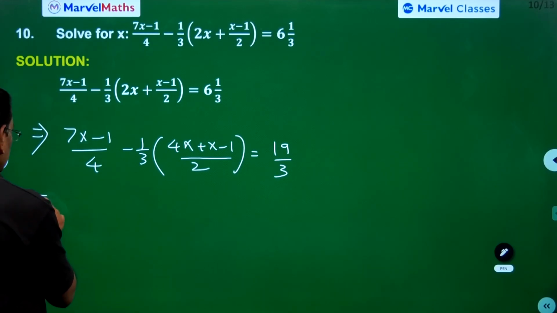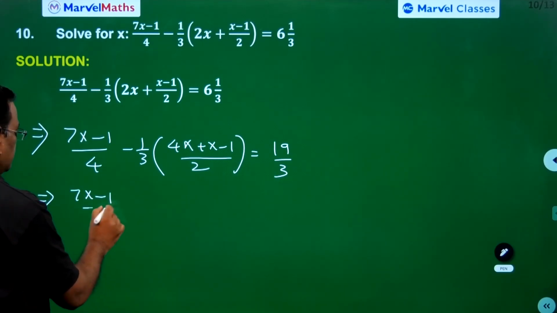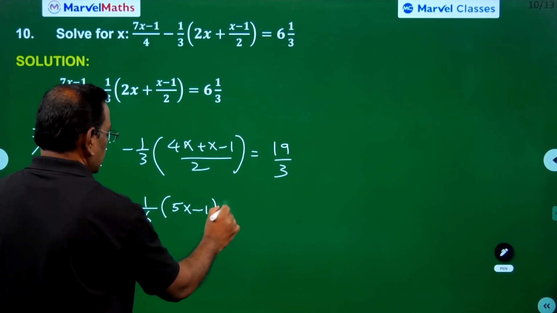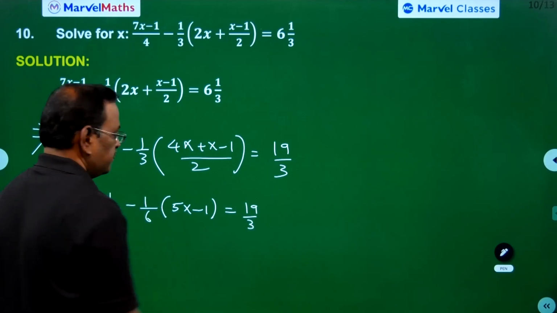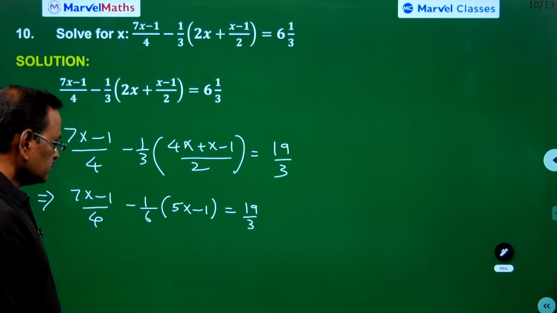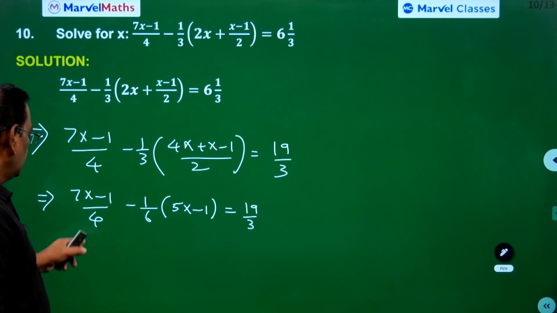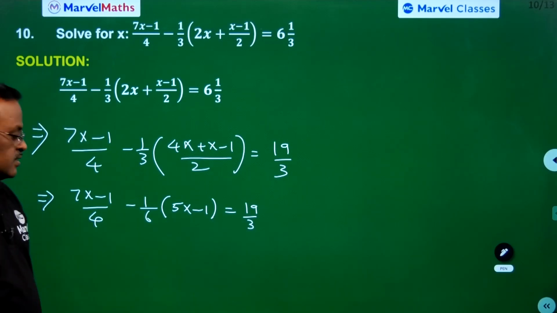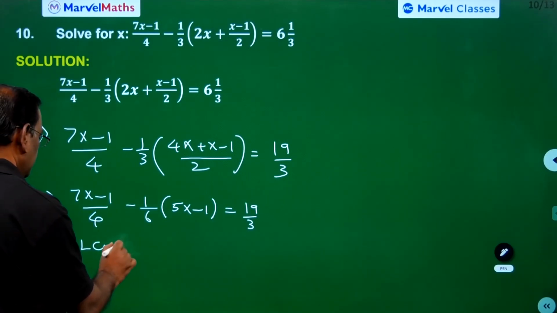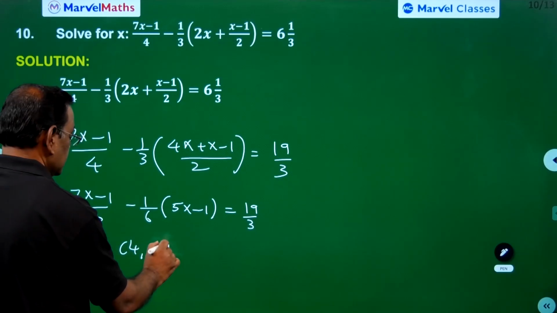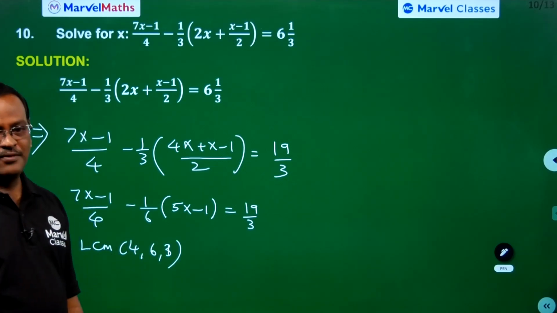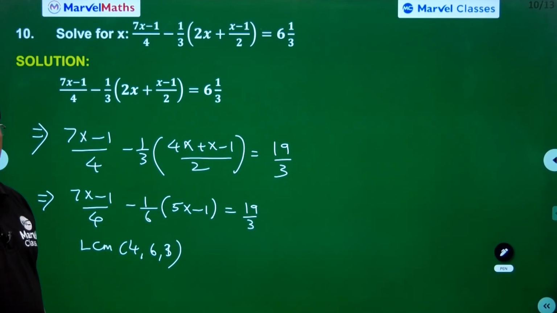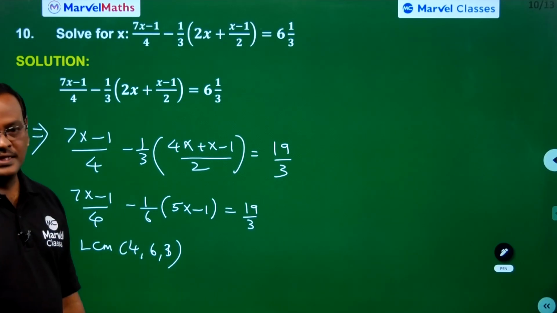Again, how to simplify this? (7x - 1)/4 minus 1/6 into 5x minus 1 equal to 19 by 3. Okay. Now, here the denominators are 4, 6 and 3. So what is the LCM of 4, 6 and 3? A number in which these three are factors. That is nothing but what? 12.